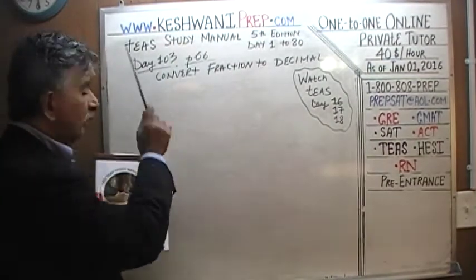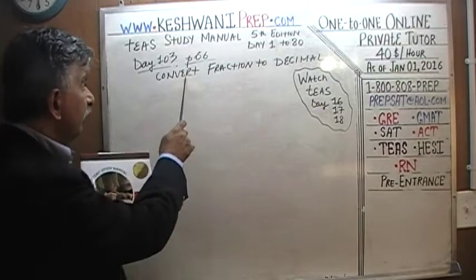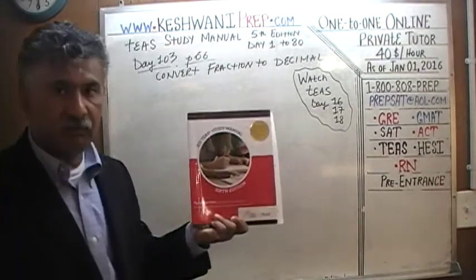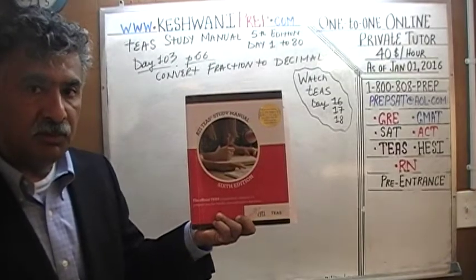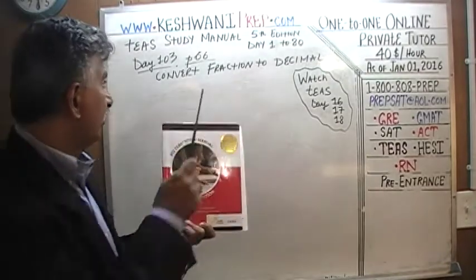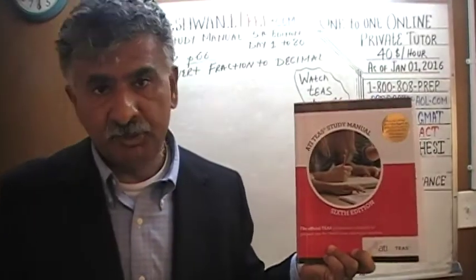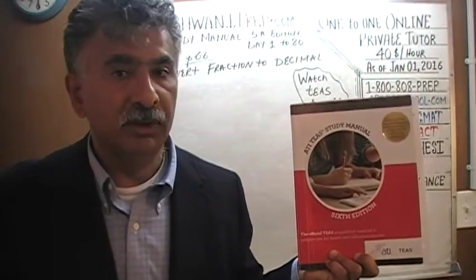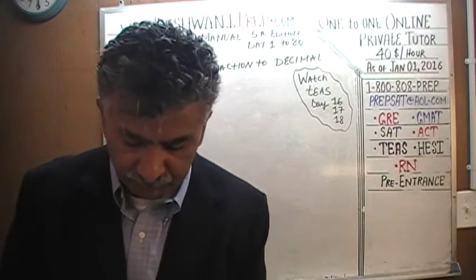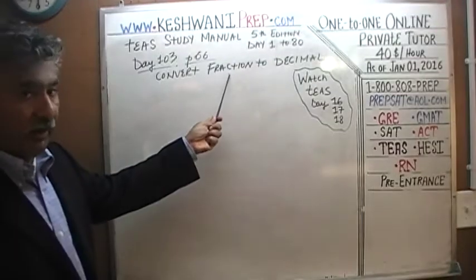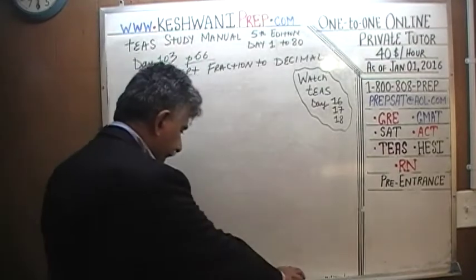Today is our day number 103, and today we'll pick up from the topic of how to convert from fraction to decimal, which appears on page number 66. If you do not own this book already, purchase one immediately. You're going to need it. Let's turn to page number 66, and let's learn how to convert a given fraction into a decimal.